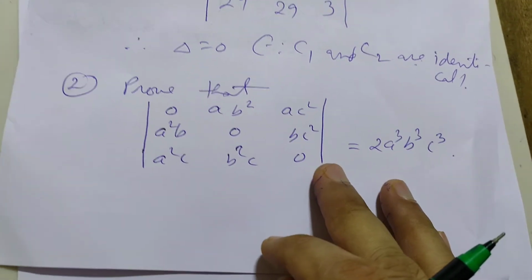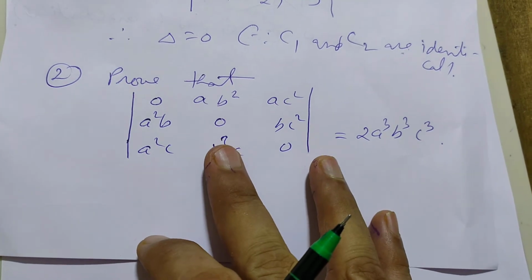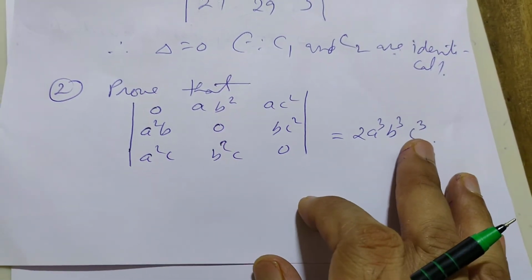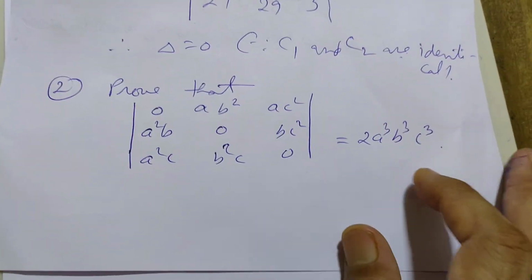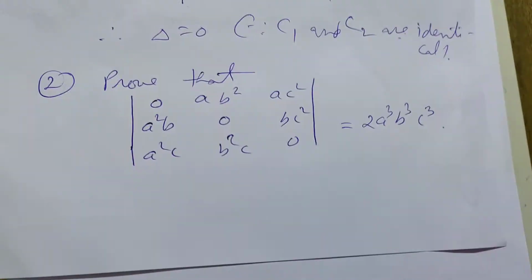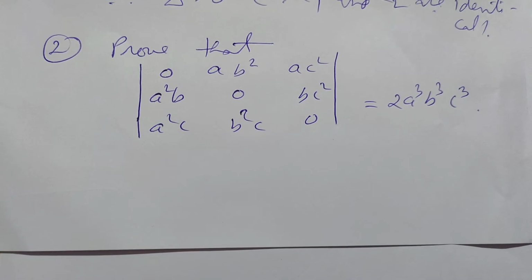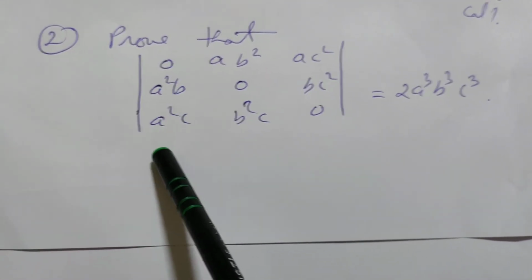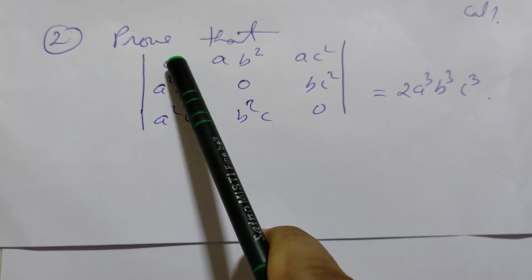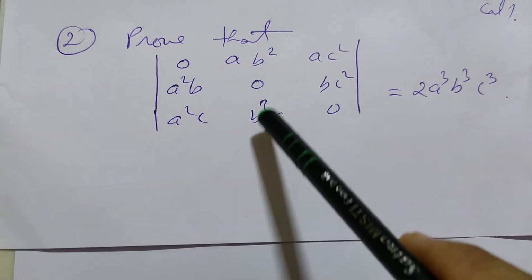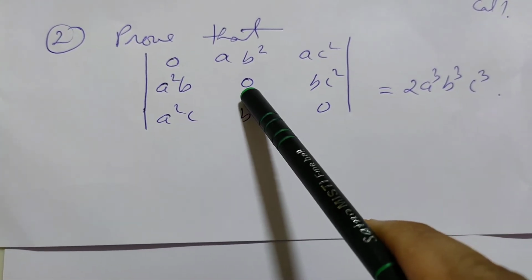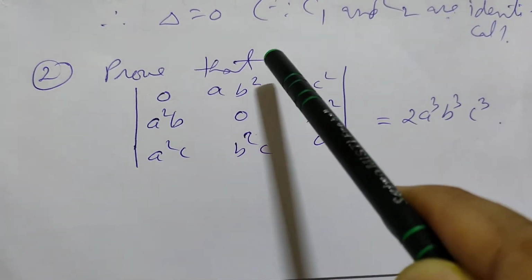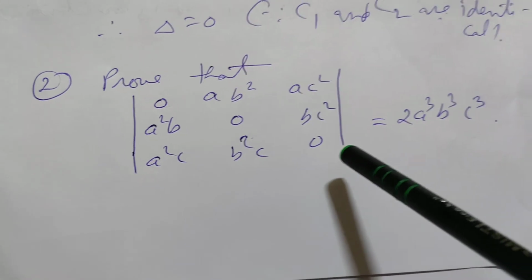So now here we'll prove that the left hand side is equal to the right hand side by using properties of determinants. So we can see here that in column 1, what is common in all the elements? A square, because the first element can be written as a square into 0. Similarly, in column 2, what is common? 0 can be written as 0 into b square. So b square is common in column 2. And similarly, in column 3, c square is common.